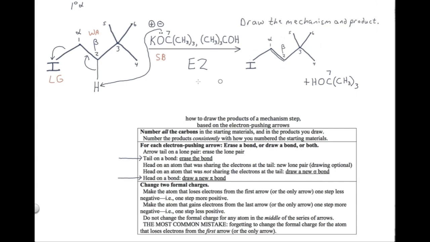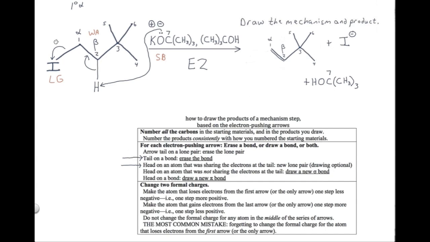Now we're ready to work with this arrow. Does that arrow tell us to erase a bond or draw a bond or both? Well, this is an arrow that tells us just to erase a bond. This arrow tells us to erase the bond between carbon 1 and the iodide. So we can erase that bond and draw the iodide separately from carbon 1.